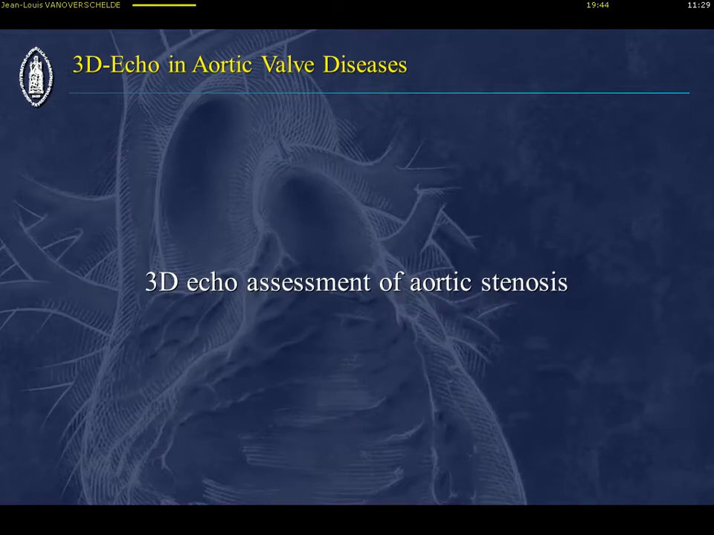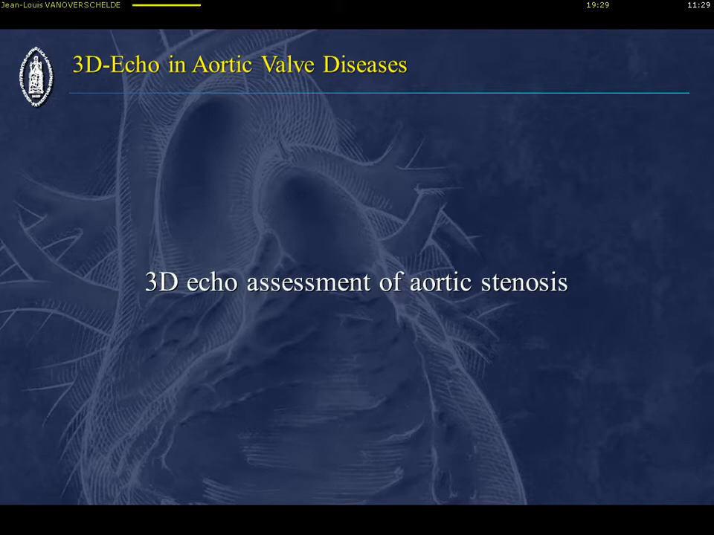So I will talk essentially about two different topics, aortic stenosis, and I will cover that very rapidly, and second, aortic regurgitation, in which I think there's a real place for 3D echocardiography. So let's first start with aortic stenosis.